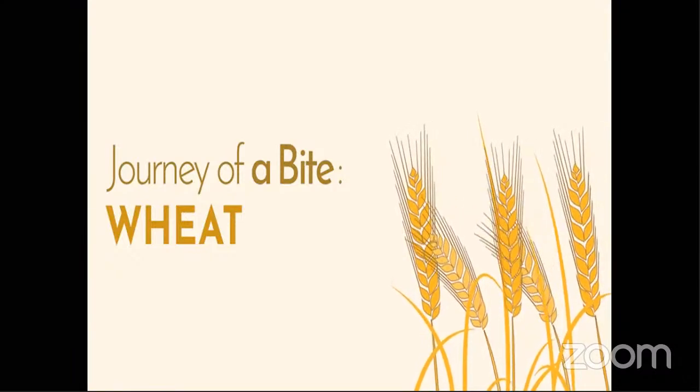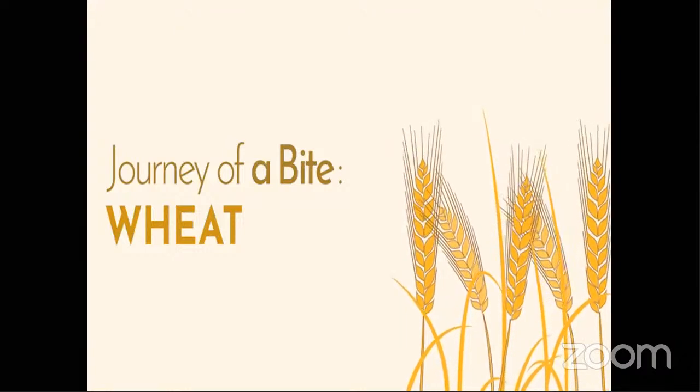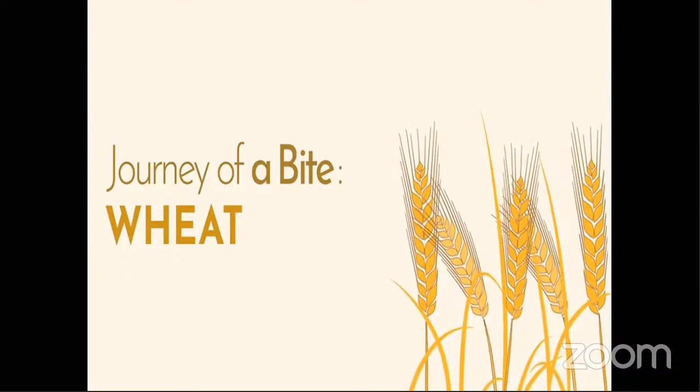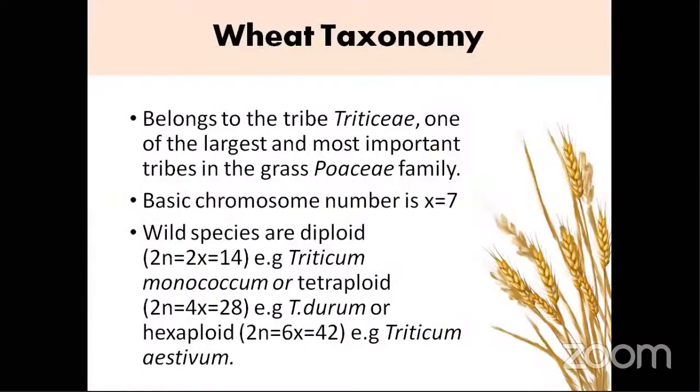So first and foremost is the wheat. As in North India, it is a general practice that we consume more wheat as compared to rice. So first we will discuss wheat. If we talk about wheat taxonomy, it belongs to the tribe Triticeae, which is one of the largest or most important tribes in the grass family known by the name Poaceae. Another important point is that the basic chromosome number in wheat is 7. It is denoted by small x, it is 7. On the basis of the number of chromosomes, these are divided into 3 categories.